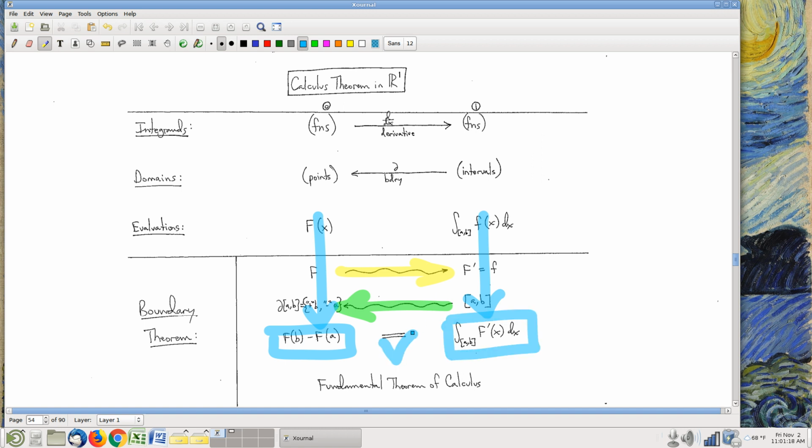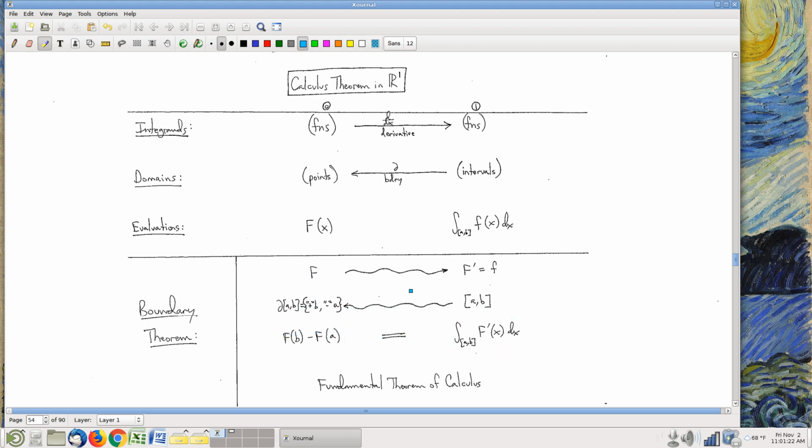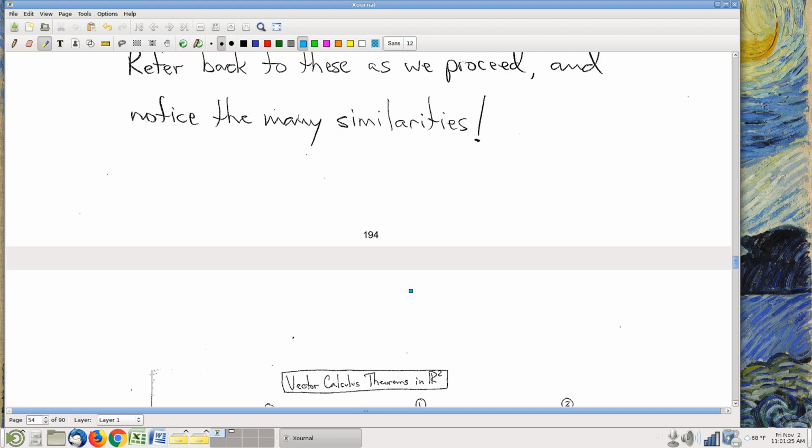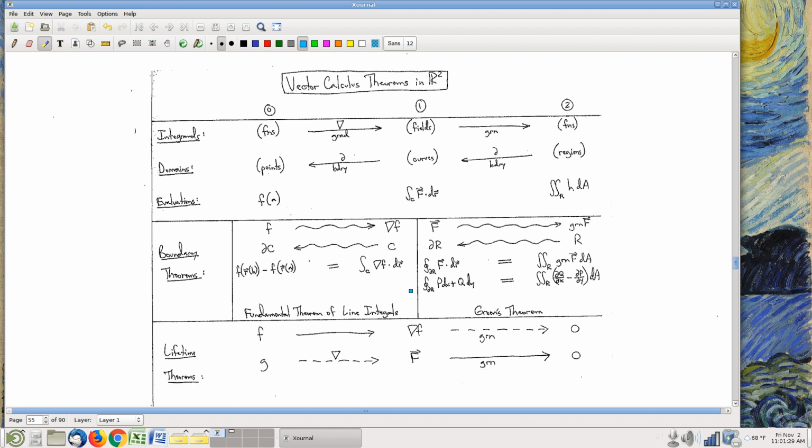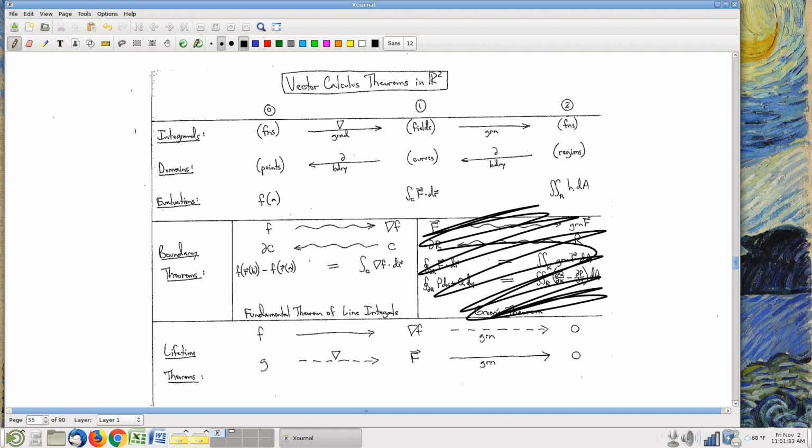So that's the pattern I want you to notice, and I make the observation that the fundamental theorem of line integrals follows the same pattern. Now don't look at this stuff over here just yet. We're not ready for that yet. We'll get there. Okay, I'll just leave the rest of that. Same deal.